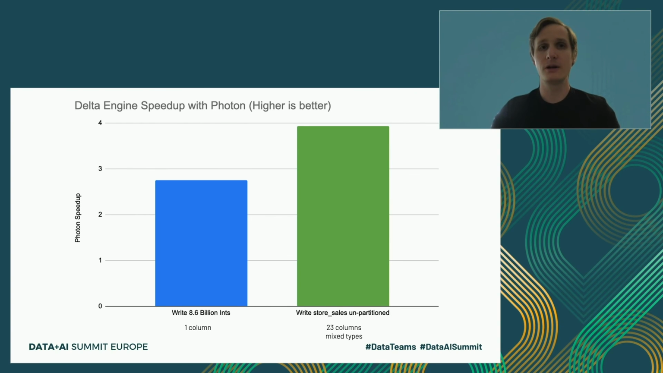Even further, the numbers I've shown you so far and the benchmark tend to focus on read queries, but similar ideas can actually be applied to writing data. And here's a quick chart showing you some benchmarks on writing data. The first column shows you that we're writing 8.6 billion integers, so a single column write, and there we can achieve a speedup of 2 to 3x with these techniques. And for a wider table, like the TPC-DS store sales table unpartitioned with 23 columns, we can achieve an even bigger speedup of almost 4x in writing data.